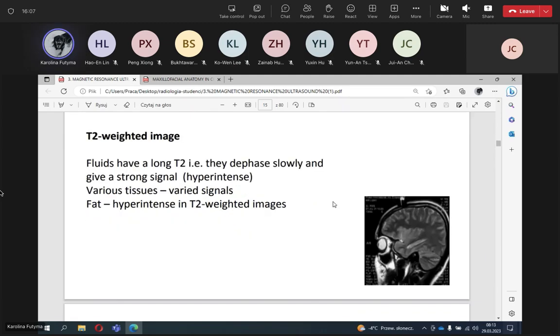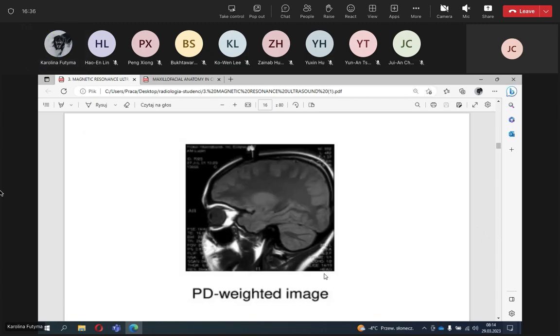T2 image. Fluids have a long T2. For example, they dephase slowly and give a strong signal. So in T2 weighted images, our fluids are strong, so they are hyperintense. They have the strong signal. Various tissues, of course, have varied signals, and the fat is hyperintense in T2 weighted images. So the fluid is the most important and the easiest way to differentiate those two basic images.